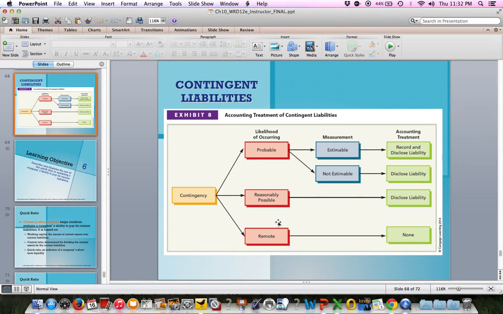Okay, so just the three categories of contingent liabilities: probable, reasonably possible, or remote. If a probable liability occurs, then we figure out if we can measure it. If we can measure it, then we do make a journal entry. If we cannot measure it, we at least disclose it as a note in the financial statements, just to say that this is out there. We can't measure it, but just so you know it's there. If it's reasonably possible, again, we just disclose. We put something together in the notes. If it's remote, we do nothing. There's no journal entry, no disclosure.